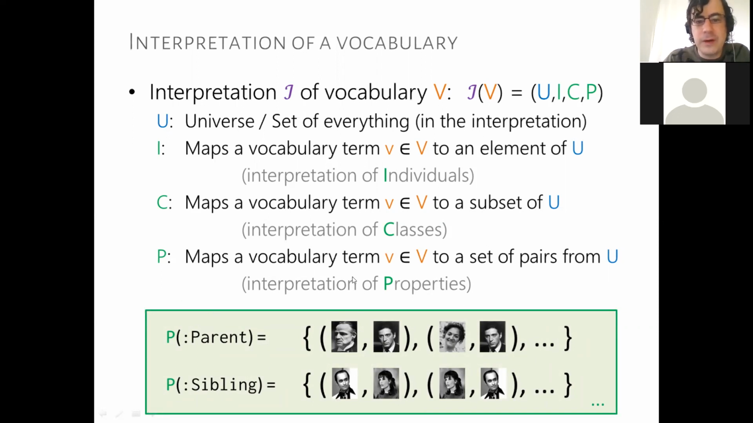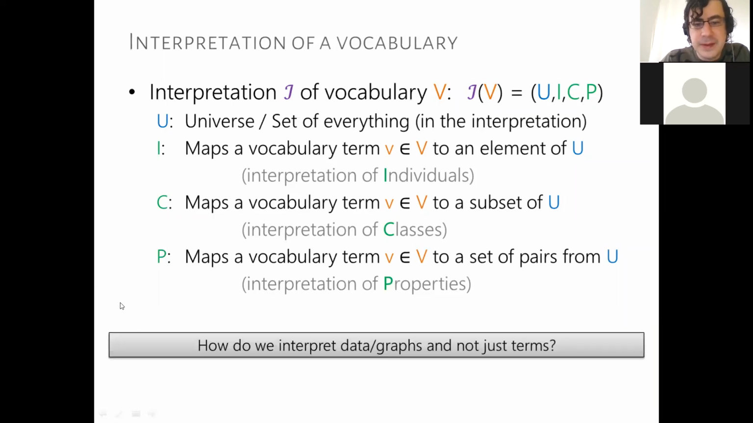So the great thing is that all of this is super well defined because we're just using essentially set theory. We're just using sets, and okay, we're using mappings as well, but these are all standard elements of the mathematical terminology or formal aspects. Okay, so this allows us to interpret individuals, classes, and properties. So to map terms from the RDF data into the abstract notion of individuals, classes, and properties. So how do we interpret data or graphs and not just terms? This is just interpreting IRIs individually.